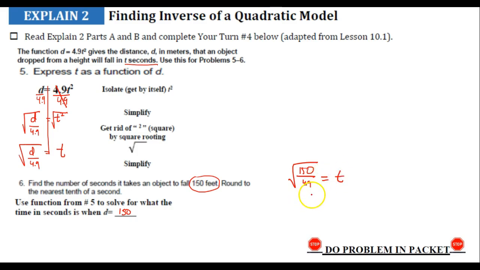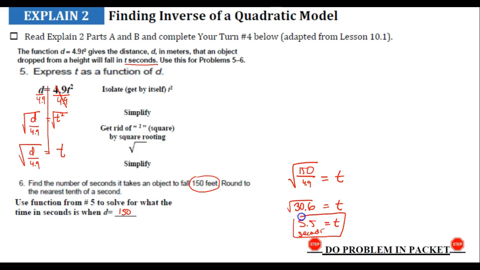So let's calculate that out. 150 divided by 4.9 is about 30.6. We're going to square root that, so take some time on your calculator and square root 30.6. And the time that it'll take is about 5.5 seconds.